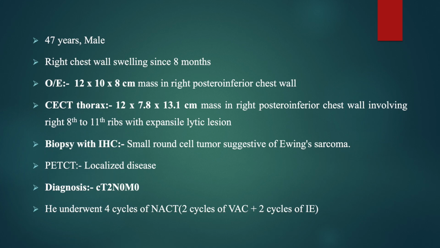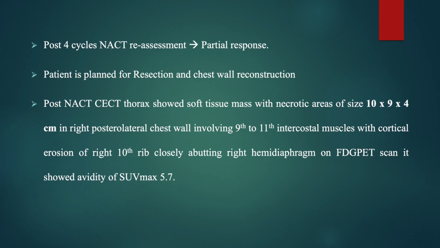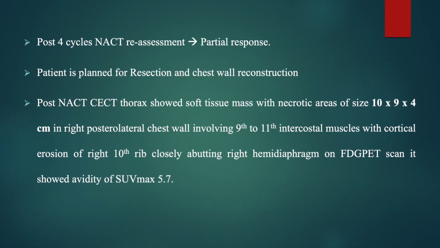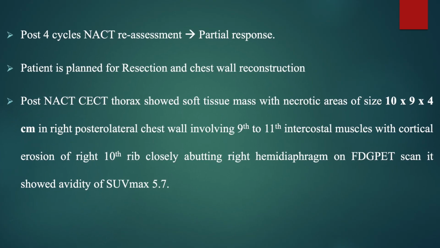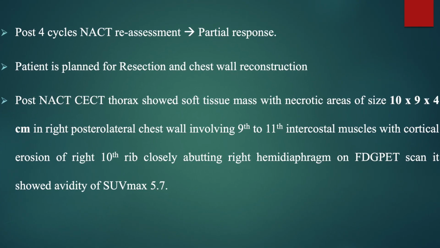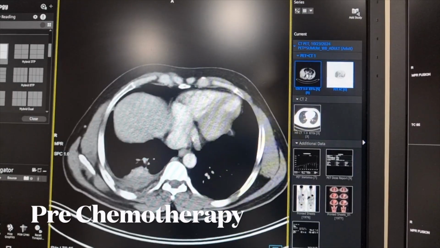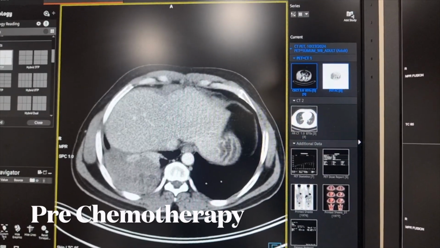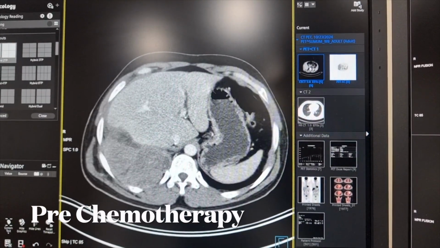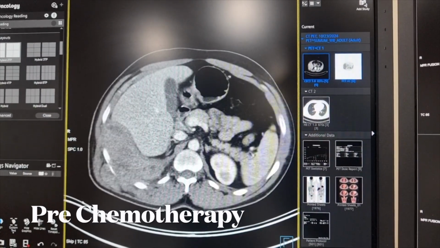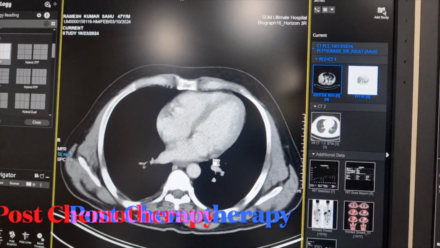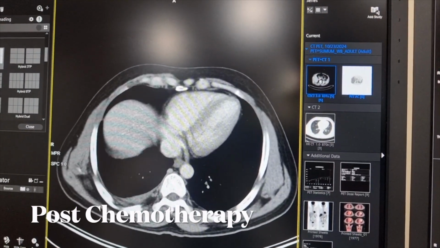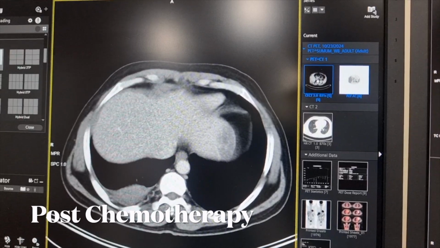After a multidisciplinary tumor board discussion, he was planned for neoadjuvant chemotherapy followed by reassessment. After 4 cycles of neoadjuvant therapy, he was reassessed with PET scan, which showed partial response of the lesion. So here are the pre-chemotherapy CT and PET CT images showing the lesion in the posterior chest wall involving the 8th to 11th ribs. Post-chemotherapy, the lesion had responded to involve only the 9th, 10th and 11th ribs.